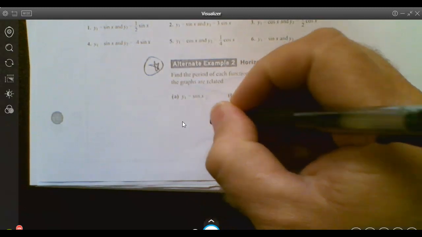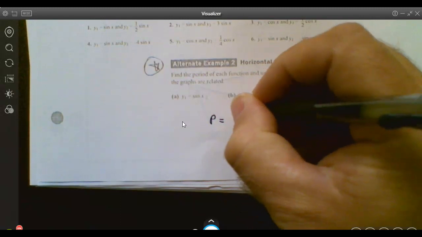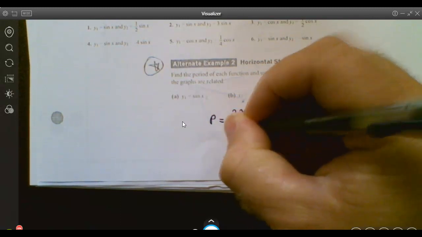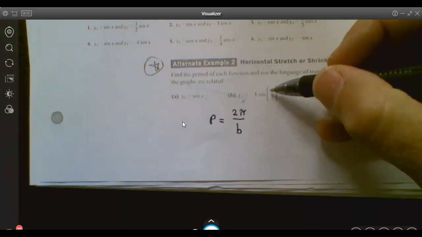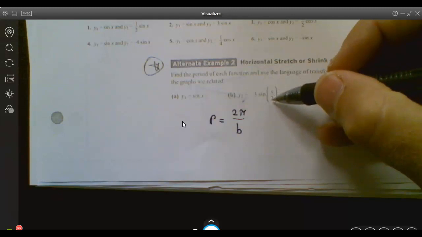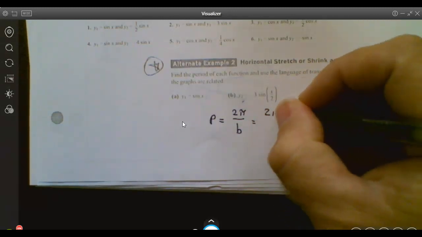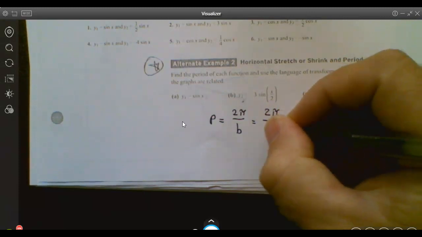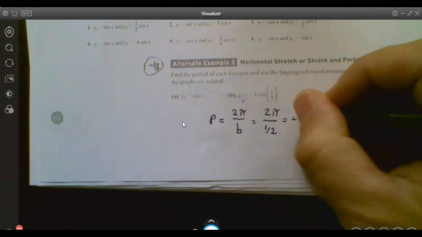So the best way to see the effects on the period of the graph is a little formula. This says our period is 2 pi over b, and b is the stretch or shrink factor that you see inside the parentheses. So we would see this as a factor of 1/2. So we're going to say it's 2 pi over 1/2. And if we clean that up, we're just going to get 4 pi.